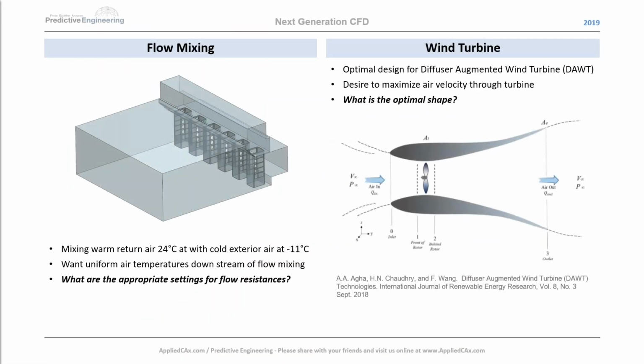So what we'd like to do right now is switch over to a couple of examples that we've developed at Predictive Engineering to discuss how this is actually used in STAR. How do you put this together? The first one is a flow mixing problem. It's from an old HVAC job that we had some years ago.